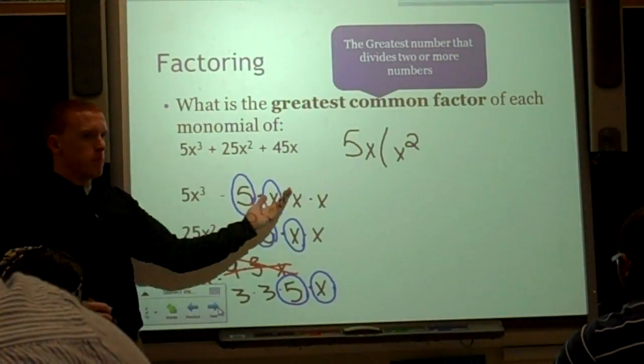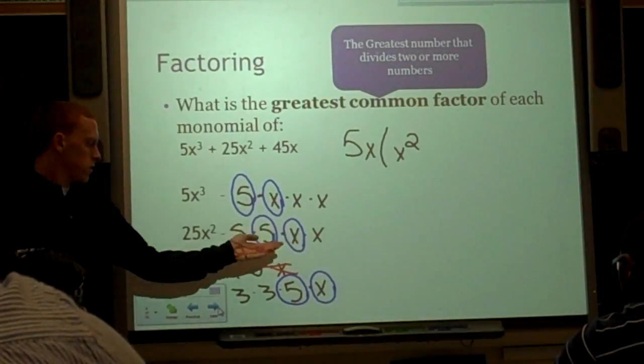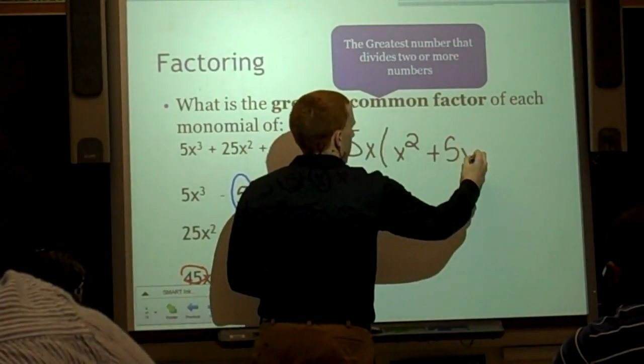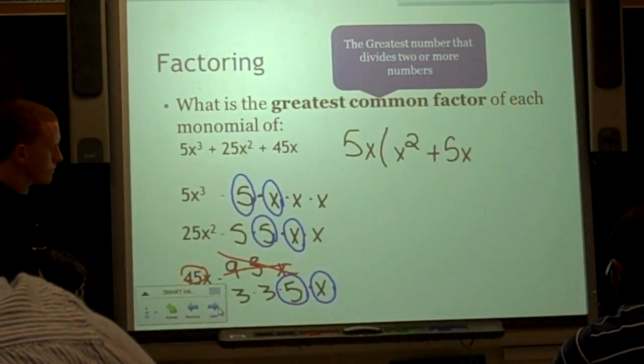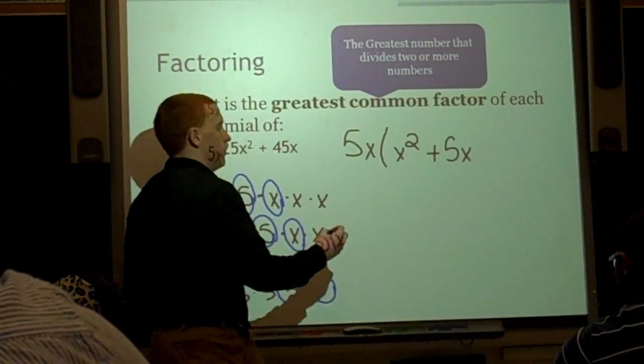Because I multiplied the same base, add the exponents. What do I have left here? 5x. So plus 5x. And then this last one, what do I have left? 9.